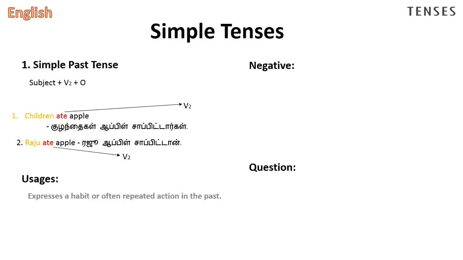Let's see with the singular also. Raju did not eat apple. Raju apple சாப்பிடவில்லை. So verb 1 is very important. Okay. If did not comes, verb 1 you have to use. Because in the question also we are going to use the same. Let's see the formula of the question. Did plus subject plus verb 1 plus object with question mark.